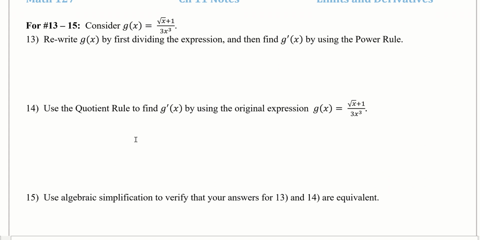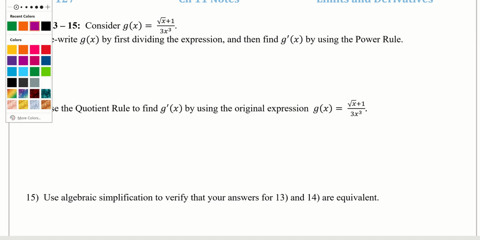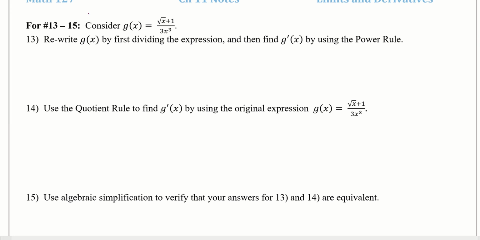All right, so we're going to do the same idea here with g of x, right? So we have the square root of x plus 1 over 3x cubed. First we're going to do it by doing the power rule. With the power rule, we put it individually, so we're going to go x to the 1/2 over 3x cubed plus 1 over 3x cubed.